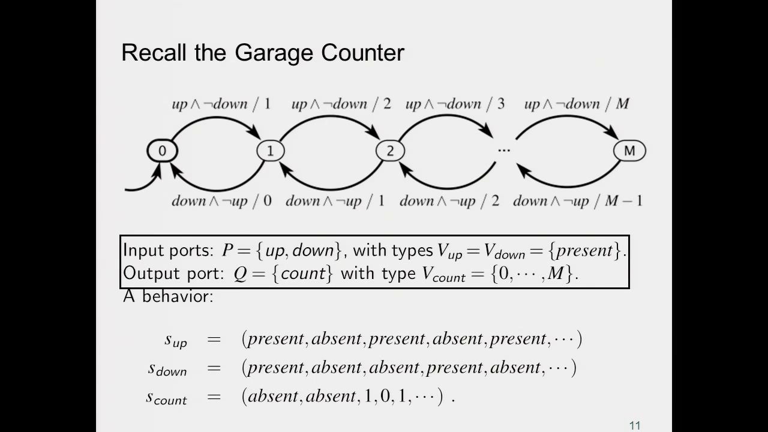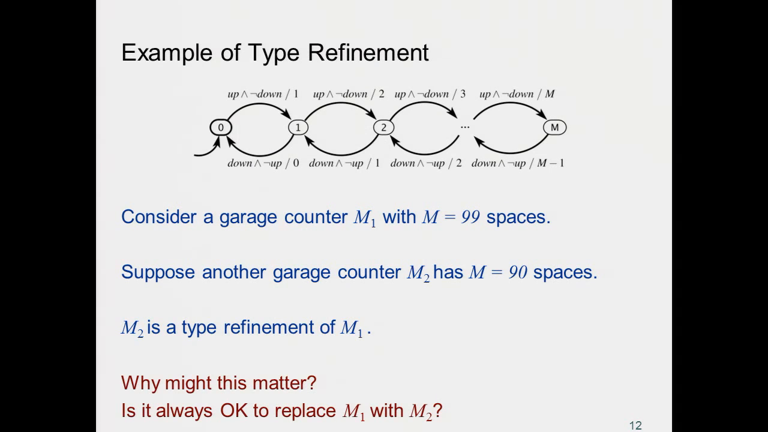Now the sequence of ups can be present, absent, present, absent, present, absent, and S down can be this sequence. And the count, according to these sequences of the two signals at the input, is absent, absent, 1, 0, 1, and so on. So this is the output that is produced by the sequence of inputs that I showed in the line before. Okay. So now type refinement.